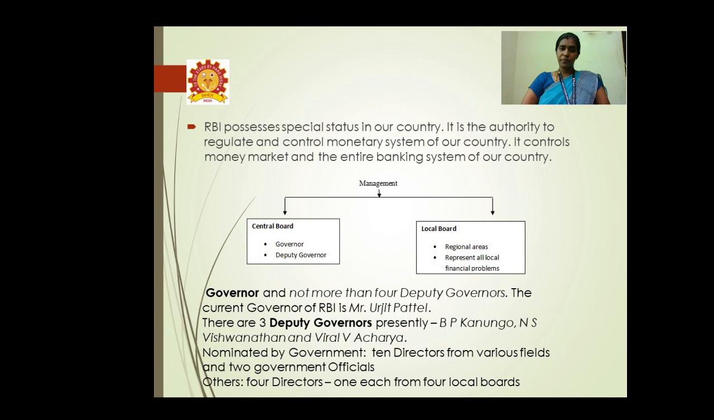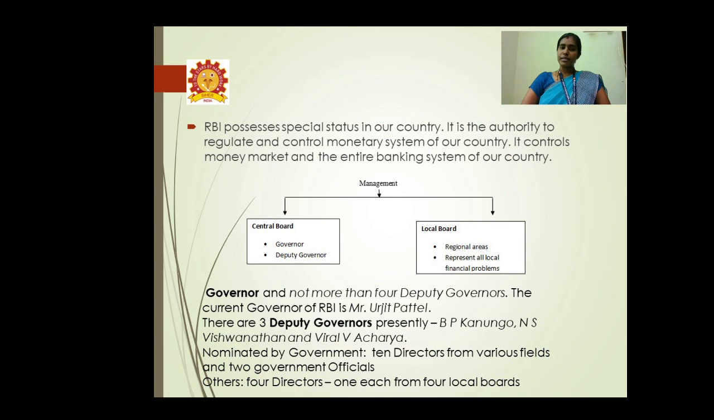The management: there are two ways. One is the central board and another one is the local board. Central board means the governor and deputy governors. They take responsibility for the RBI and banks. Local board means regional areas, representing all local financial problems. So management means how RBI is going to manage, regulate and control the entire monetary system. In a single hand, that will not happen. It is a very big task.